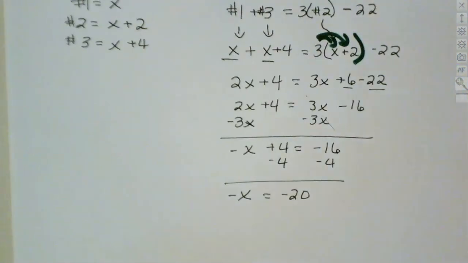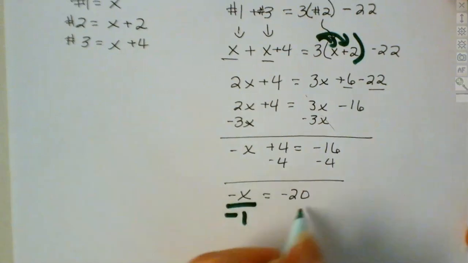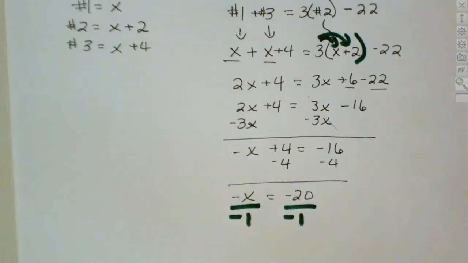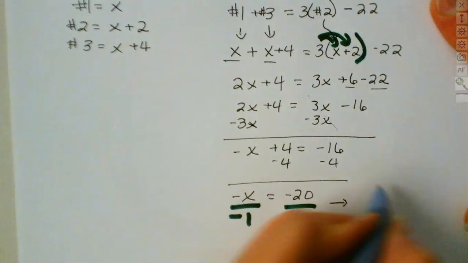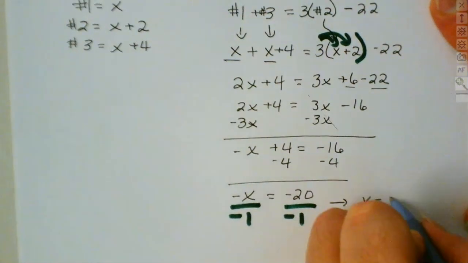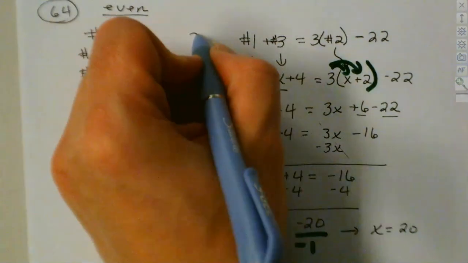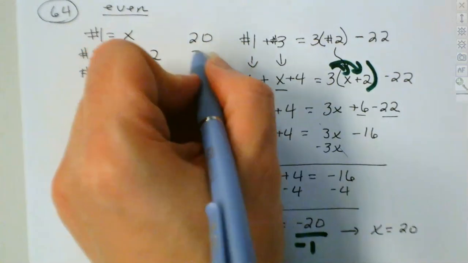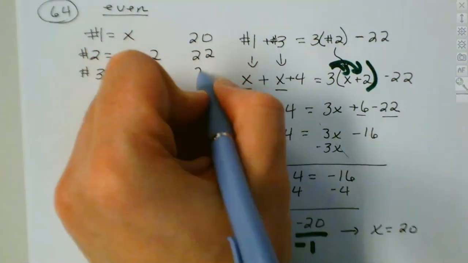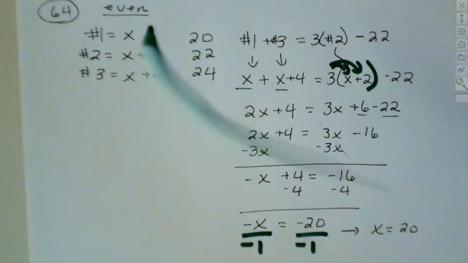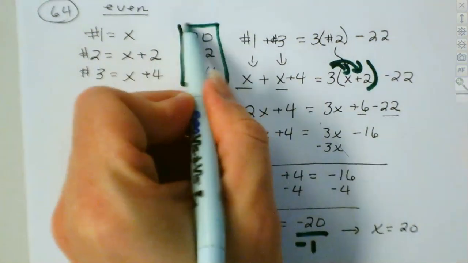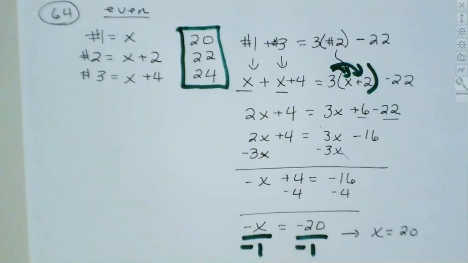And can we have a negative x? Nope. So what do we do? Divide by a negative 1. That switches your signs. So now we have x equaling what? 20. Okay, we want all 3 of the numbers. So what would they be? 20, add 2, 22, add 2, 24. Those are my 3 consecutive even integers there.